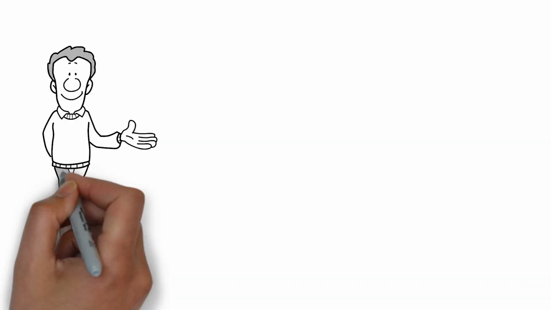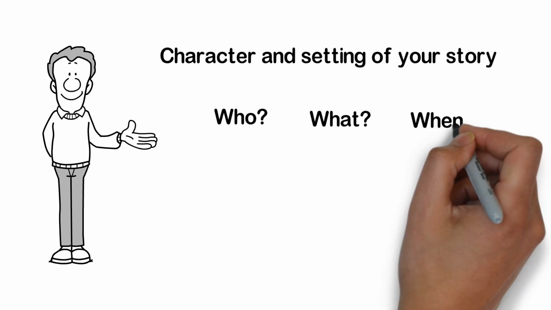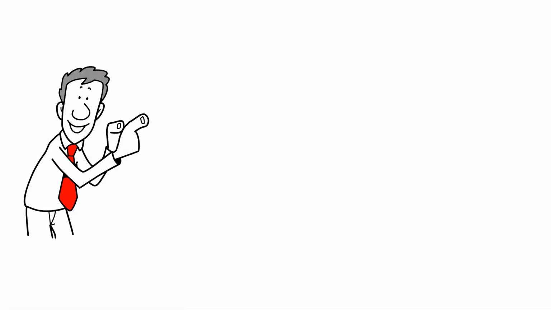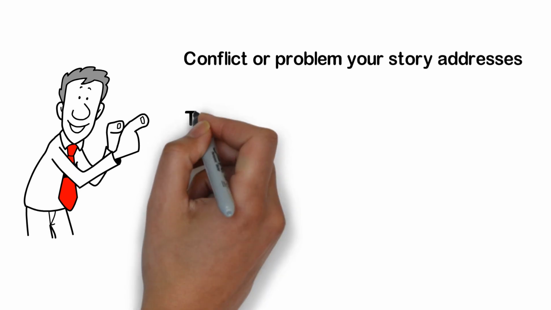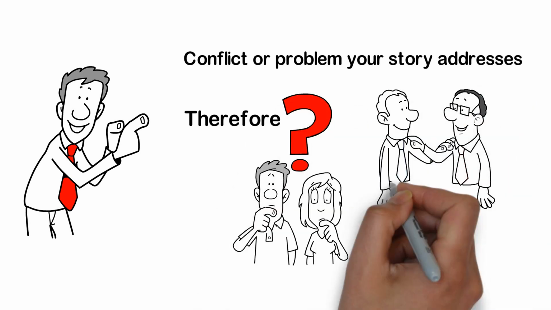AND talks about the character and setting of your story by answering the who, what, and when of your story. Then comes the B, the conflict or problem your story addresses. Finally, T is for THEREFORE, which conveys what solutions you are offering to address the problem.